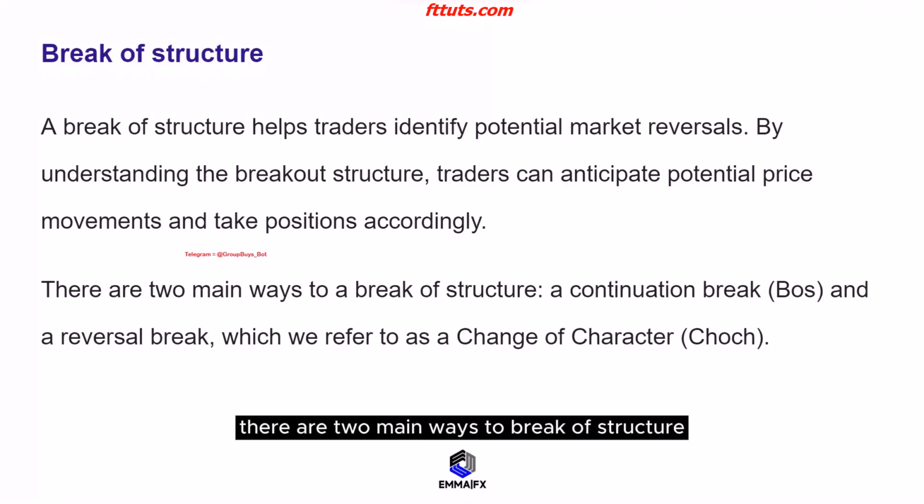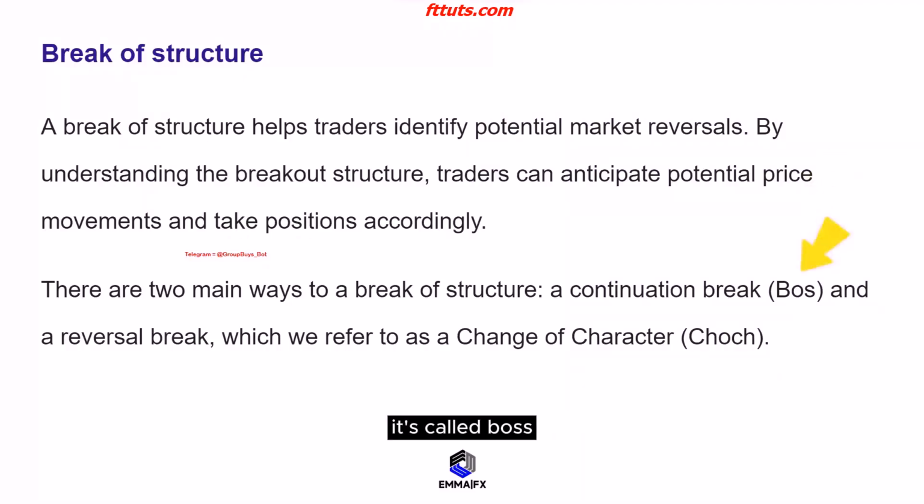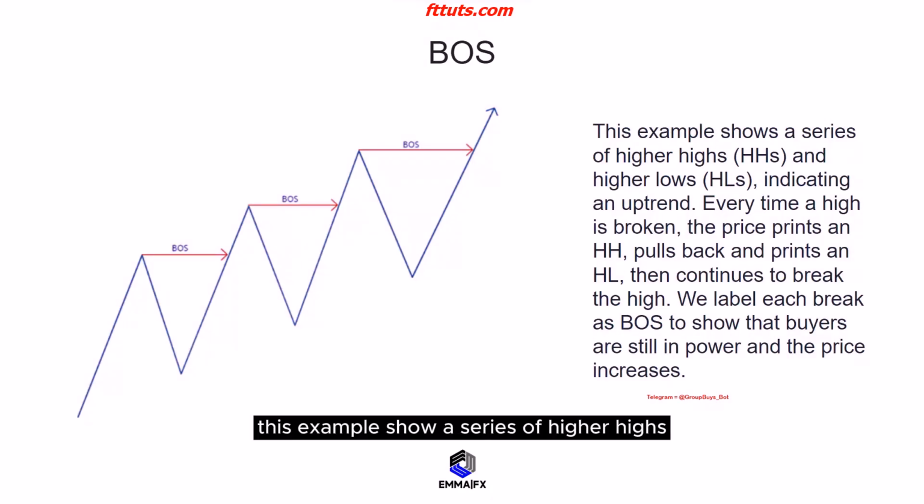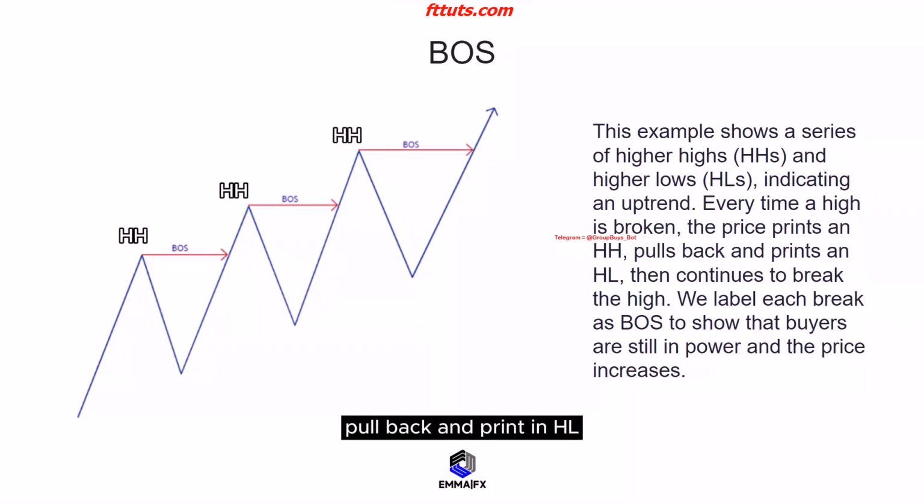There are two main types of break of structure. A continuation break, which is called the BOS, and a reversal break, which we refer to as a change of character, CHoCH. This example shows a series of higher highs and higher lows, indicating an uptrend. Every time a high is broken, the price prints a HH, pulls back and prints a HL, then continues to break the high. We label each break as BOS to show that buyers are still in power and the price increases.